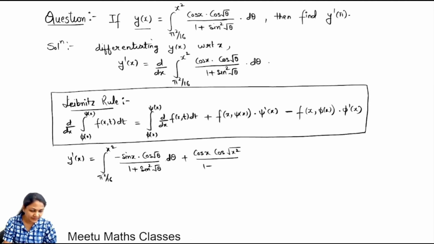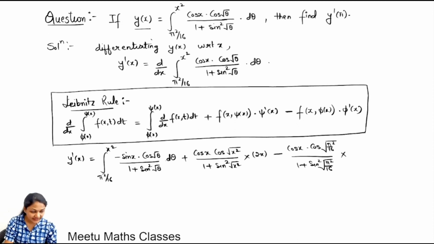now you will replace theta in your function with x square, you will get this thing, cos of x upon 1 plus sine square x square, multiplied by the derivative of x square, that is 2x, minus, now you are going to replace theta with pi square by 16, so you will put pi square by 16 in your function, multiplied by the derivative of pi square by 16, that is 0. Now this whole thing, the third part, will become 0.